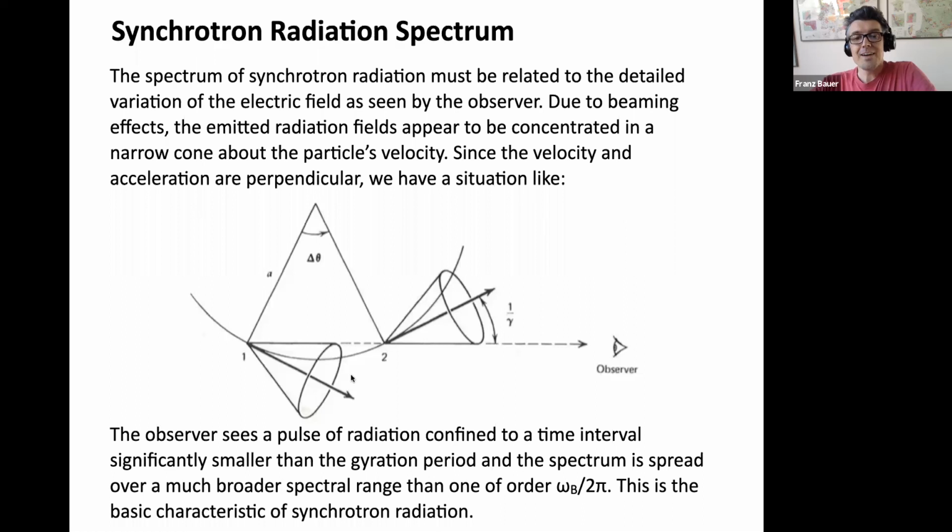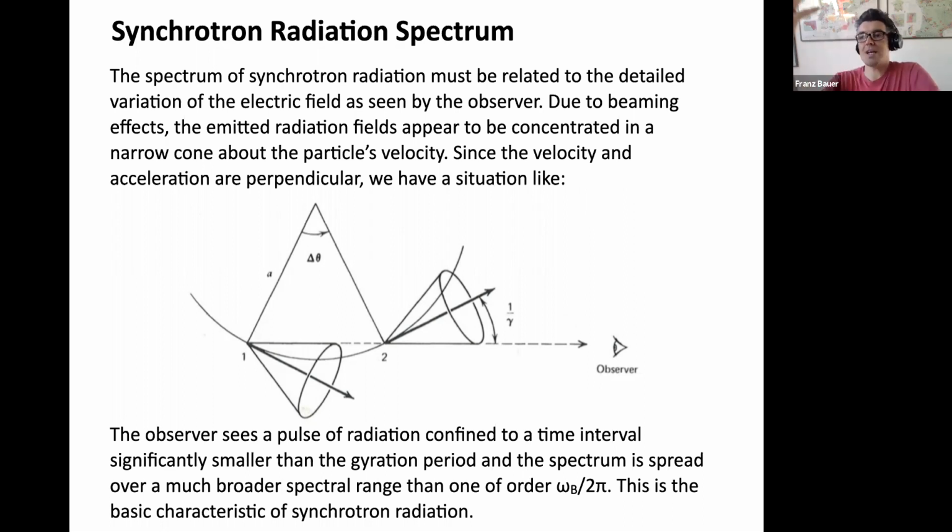Hopefully. And so this period overall is related to this, right? And so the radiation coming out will be the pulse radiation, confined to a time interval which is actually smaller than the gyration period. What this means is that the spectrum will be spread over a much broader spectral range than just of order omega_B divided by pi. And this is a characteristic of synchrotron radiation.